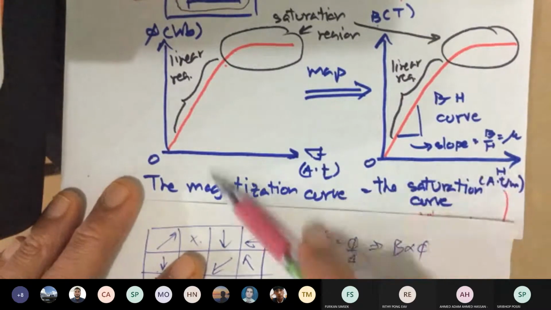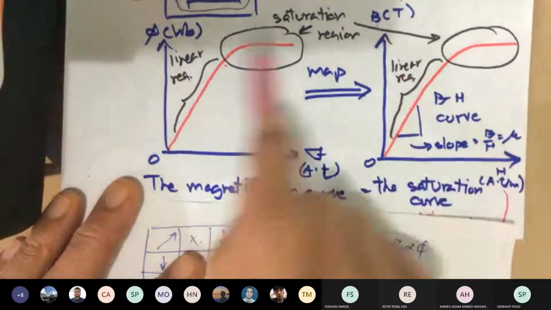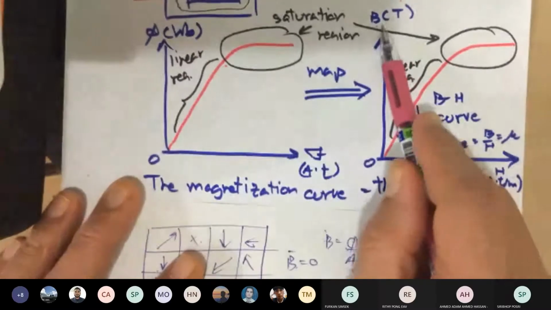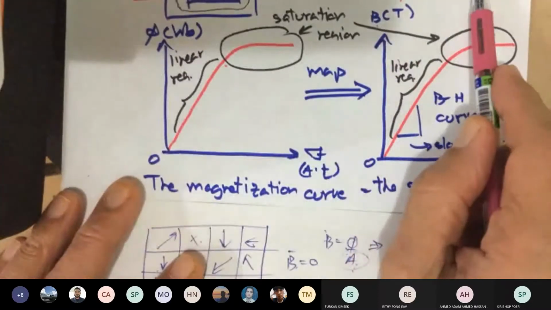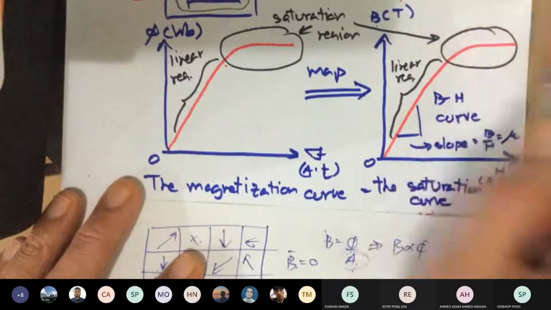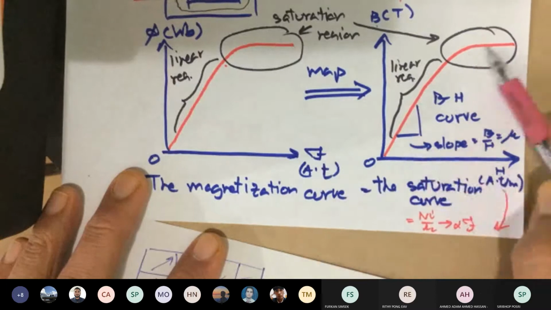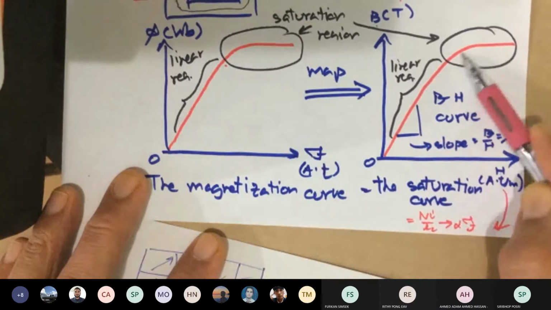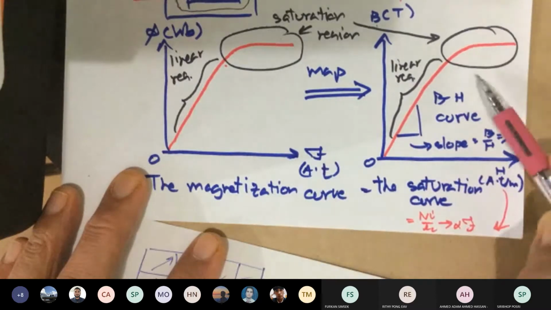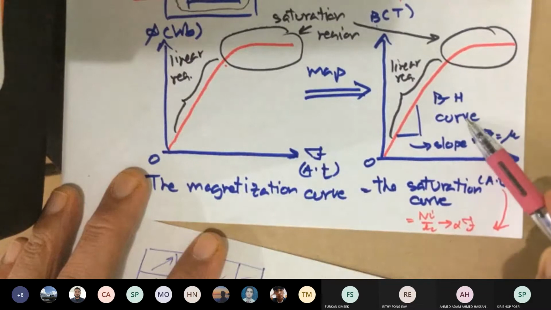Okay, because they are linearly proportional to phi, shown here. H is linearly proportional to length. You get the same shape: linear region, saturated region. This is called the BH curve.